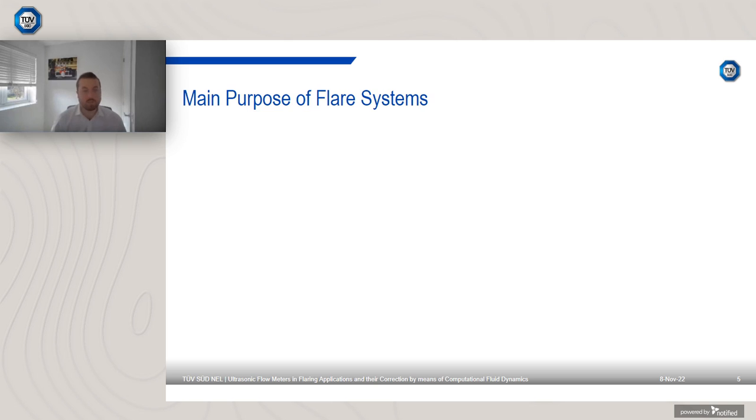So the first main purpose of a flare system is an emergency relief system. So as I said, you don't want this pressure within the system to exceed the threshold pressure of the pipework, because if you do, there could possibly be an explosion, which is obviously a massive health and safety risk.